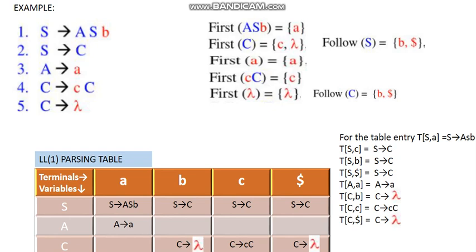So you can see in the table that S comma b, S comma c, and S comma dollar cells contain the entry with the production number 2.